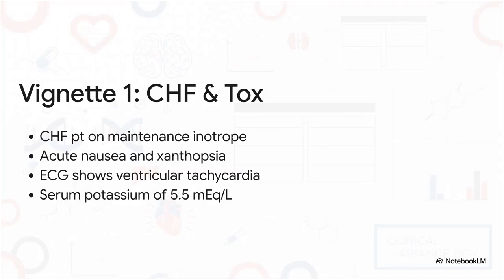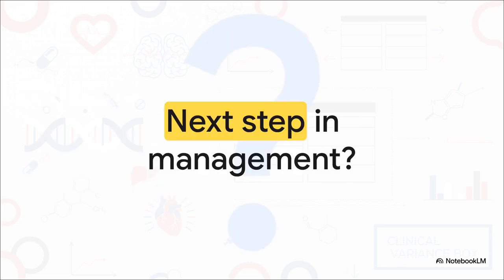Evaluate this presentation. We've got a heart failure patient on maintenance inotropic therapy who's demonstrating acute gastrointestinal distress, those classic yellow visual changes known as xanthopsia, and a life-threatening ventricular arrhythmia with concurrent hyperkalemia. Your clinical evaluation here has to immediately isolate a highly specific, potentially fatal toxicity matrix. So, what's your immediate next step in management? This scenario demands that you bypass standard reflex protocols to identify the definitive, targeted reversal agent for this specific toxidrome.